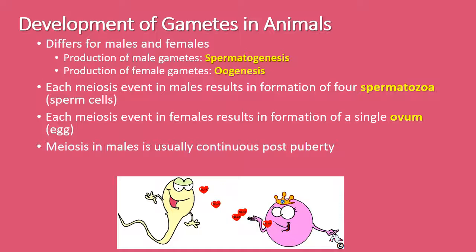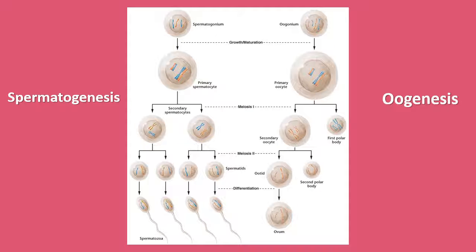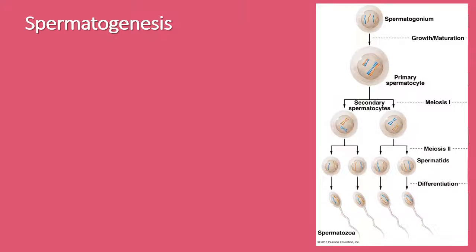Also, meiosis in males is continuous, and in females, it actually occurs in what I call fits and starts. It'll progress a little bit, and then it'll stop at a certain stage, potentially for years, and then it'll start back up again. So it's very different for females. This is just showing you the difference between spermatogenesis and oogenesis side by side. So let's talk about them individually.